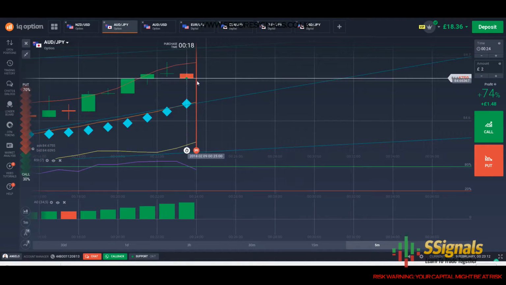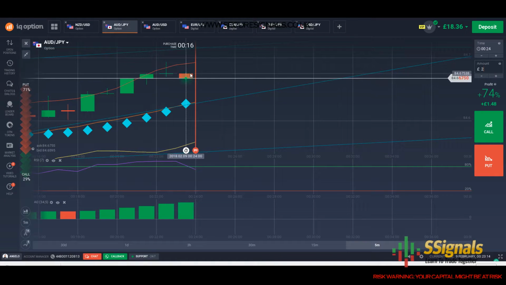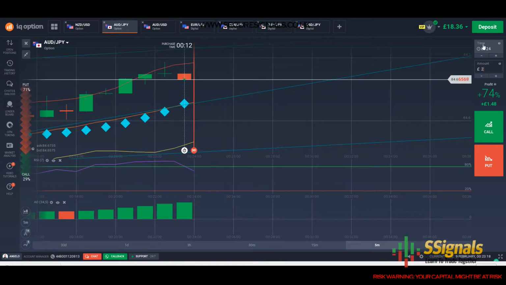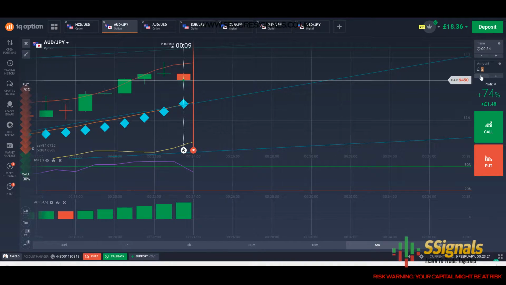If it reaches, if it doesn't, then we could enter 2 minute on the close of this. If this red candle closes below here, we could enter for 2 minutes below, and I'll just enter for £1 for that one.